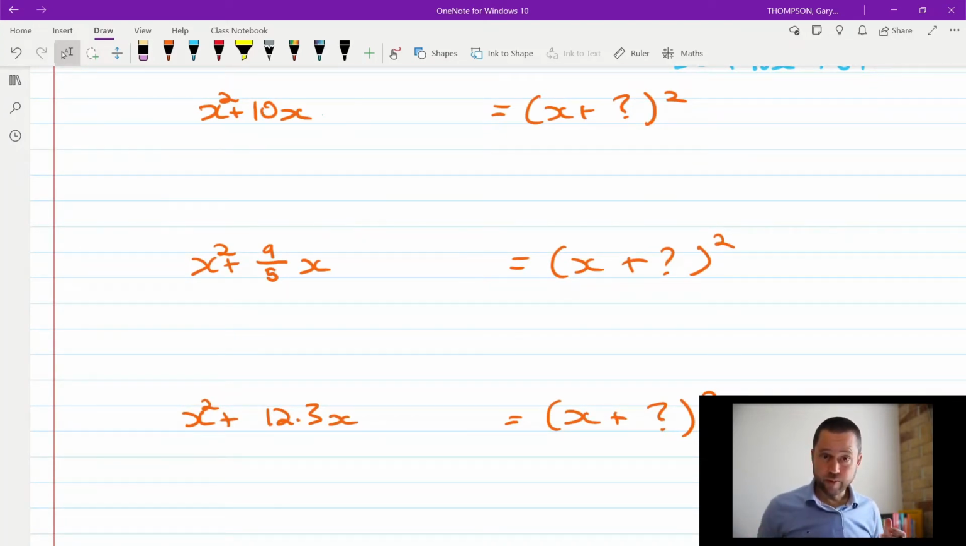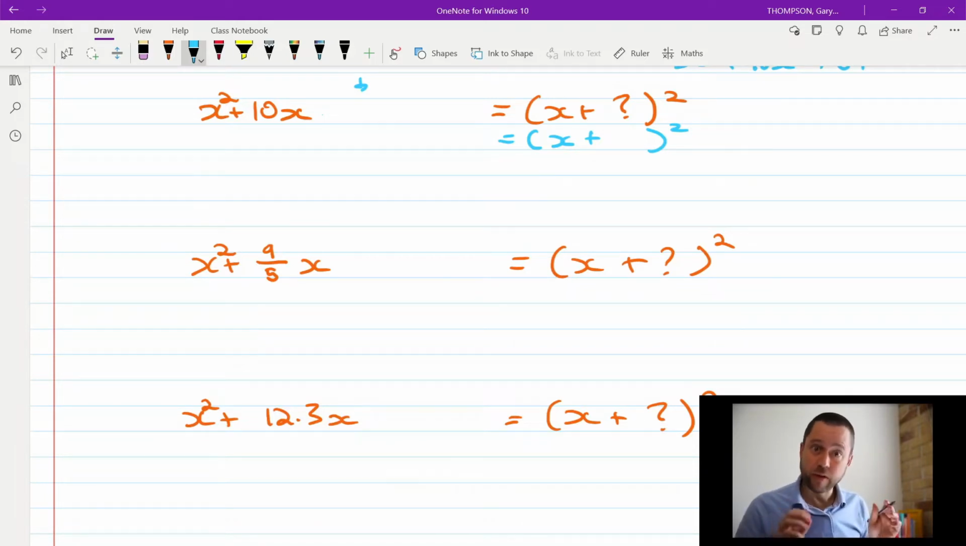Okay, I've assumed that you've paused the video and you've attempted this and hopefully been successful in working out how to complete the square. You've done that by working out a number, an extra term to add to this expression, putting that term into a square, and re-expanding the square to see if you got back to the original. If you didn't get it right, have another go. Pause the video and have another go, and then come back once you got it right.